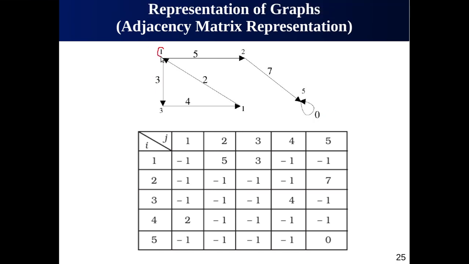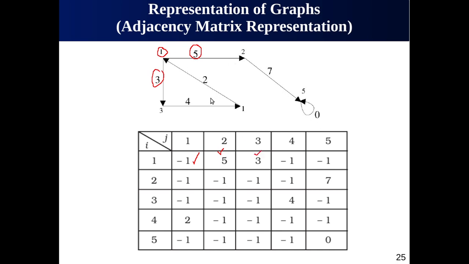Consider node 1. Do we have a line from 1 to 1? No, so -1. It means there is no line. Do we have a line from 1 to 2? Yes, we do have a connection from 1 to 2. What is the cost? So you have to write the cost, not 1. You see, I have written 5 here. That is the cost of the link from 1 to 2. Moving forward, let us see. Do we have a link from 1 to 3? Yes, we do have. What is the cost of that link? 3. Just write the cost of the link.